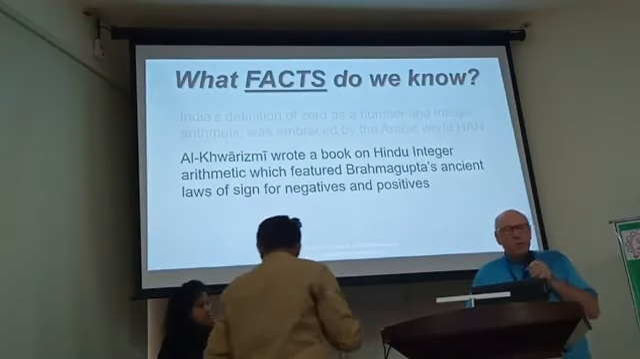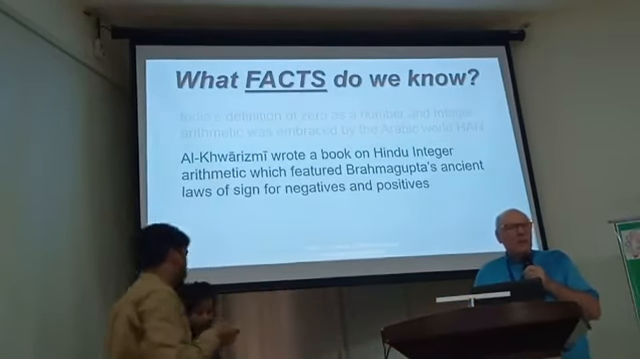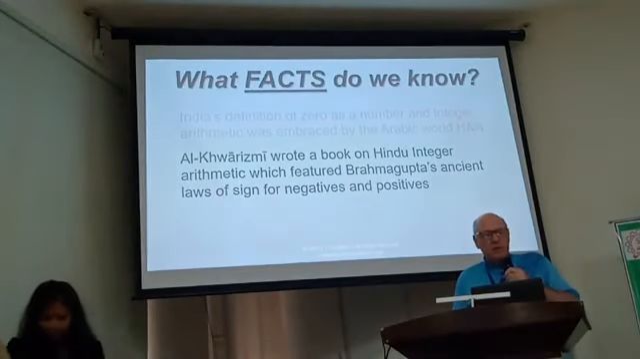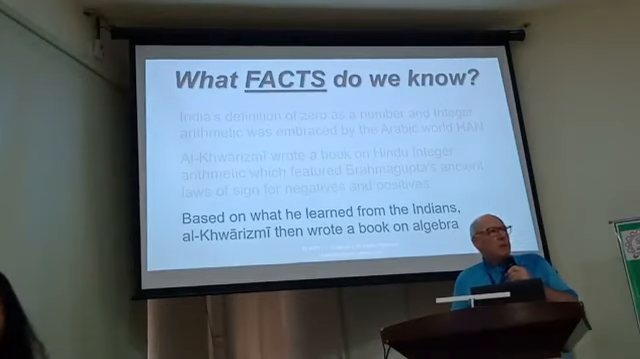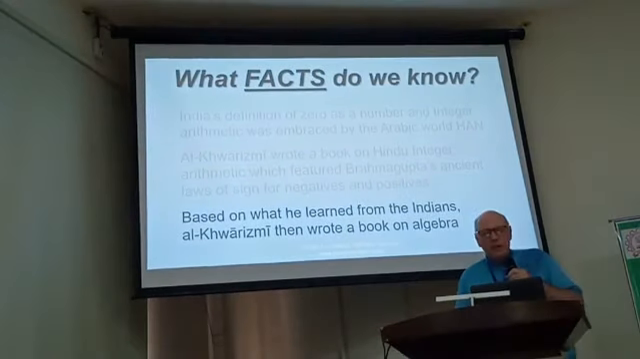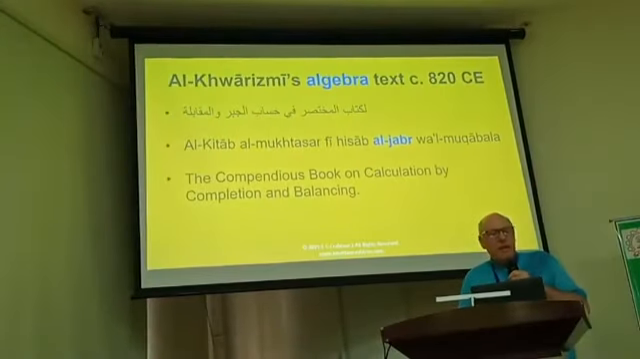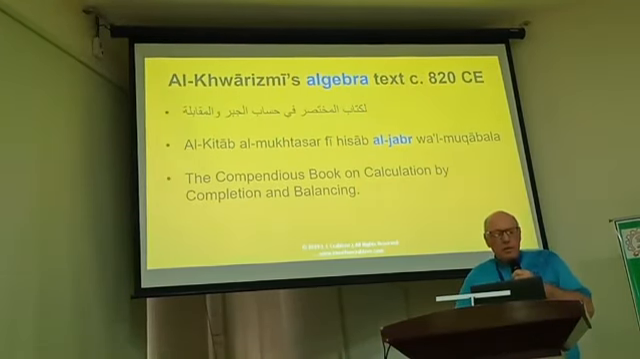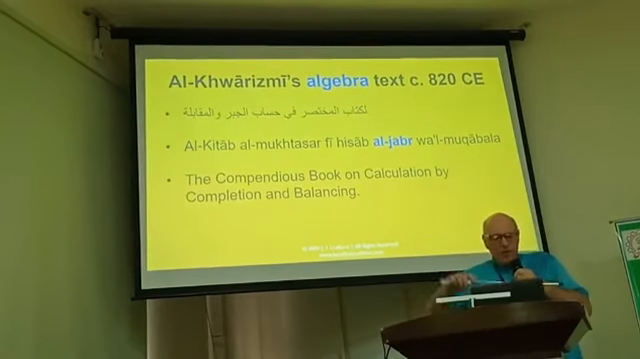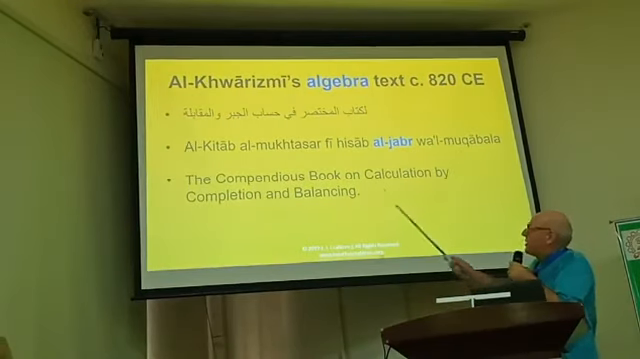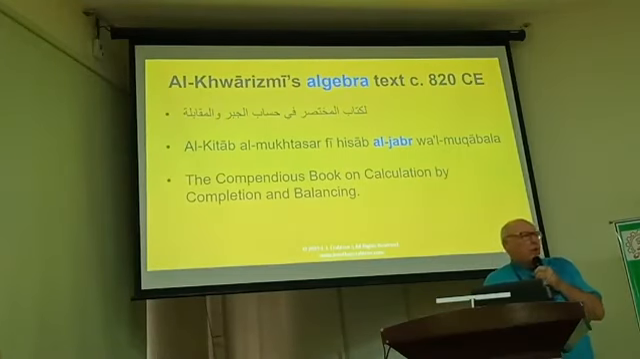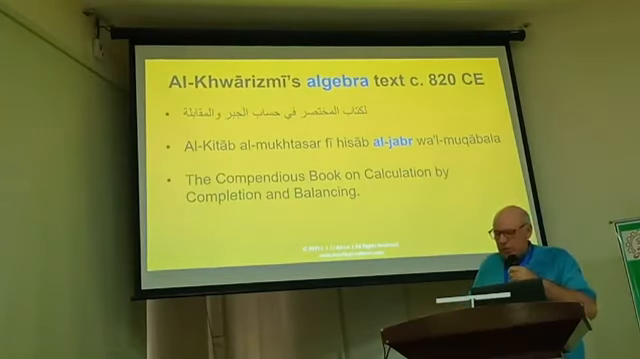So, Al-Khwarizmi wrote a book on Hindu integer arithmetic, which featured Brahmagupta's ancient laws of sign for negatives and positives. And based on what he learned from the Indians, Al-Khwarizmi then wrote a book on algebra. Now, here it is, the book on algebra. And what you can see from this book title, I'm not going to pronounce the Arabic, is that we actually get the word algebra from one of the words in the title of Al-Khwarizmi's book on algebra.